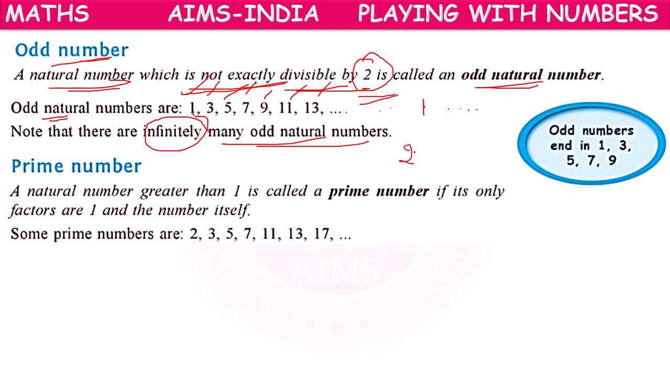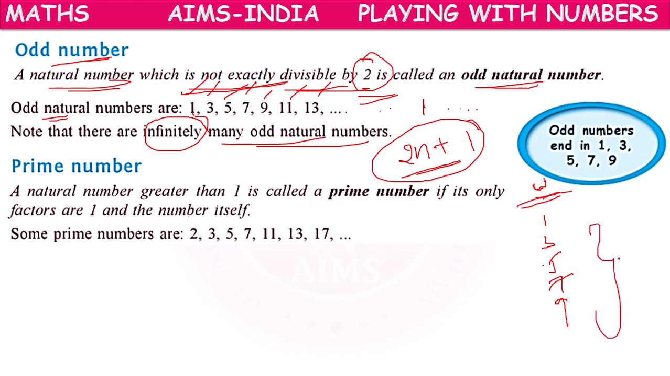For the general form of an odd number, if we add 1 to an even number, it becomes an odd number. So the general form of an odd number is 2n plus 1. Or, if in the units place we have digits like 1, 3, 5, 7, 9, then they can be considered odd numbers. The numbers which are not even numbers are said to be odd numbers.